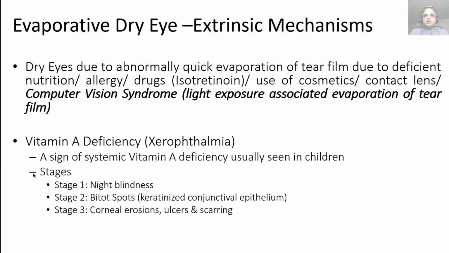Vitamin A deficiency is also called xerophthalmia, and there are 3 stages to it. Stage 1 is night blindness, when there is not enough vitamin A going around for adequate rod function. Remember, rods are something that work in low light conditions. So the first sign of vitamin A deficiency in the eye is night blindness, followed by keratinized conjunctival epithelium, which is called a Bitot spot. And then stage 3 is corneal erosions, ulcers, and scarring. So it is somewhere between stage 2 and stage 3 that you start getting a dry eye.